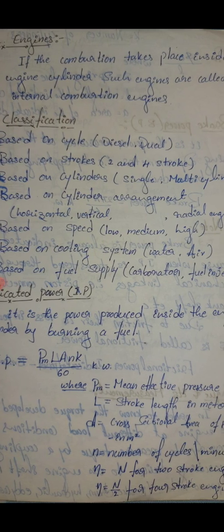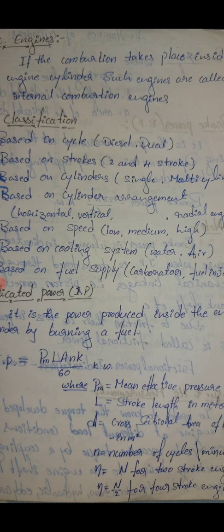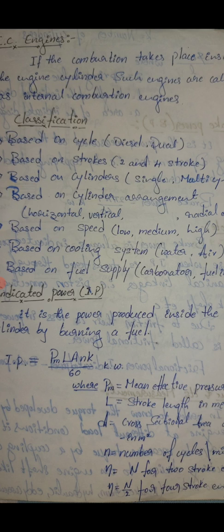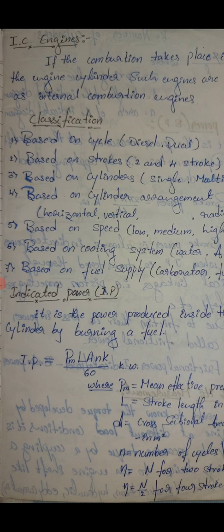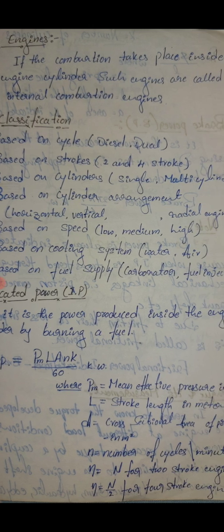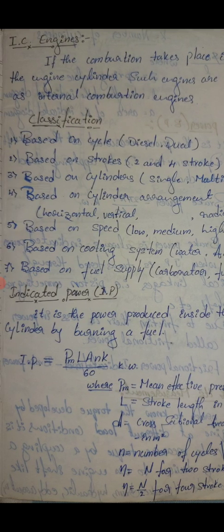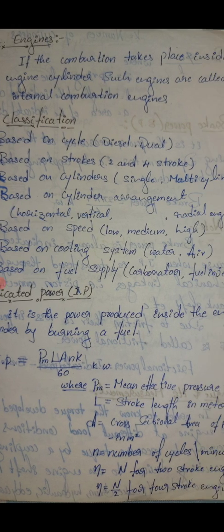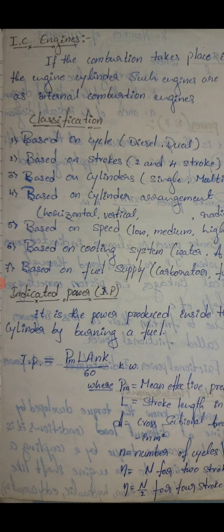So other than this, we have V engine and also opposed engines. If the cylinders are placed in the shape of a V, then it is called a V engine. And if the cylinders are placed opposite to the crankshaft, then they are called opposed engines. So this is the fourth classification based on cylinder arrangement. Next we have based on the speed. So based on the speed, we have low speed, medium speed, and high speed engines.